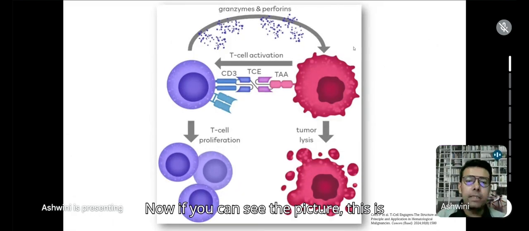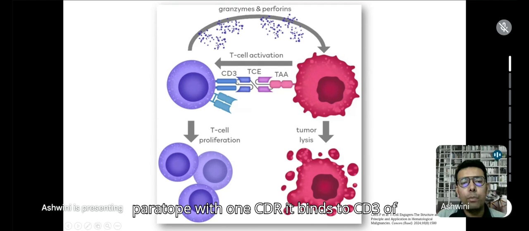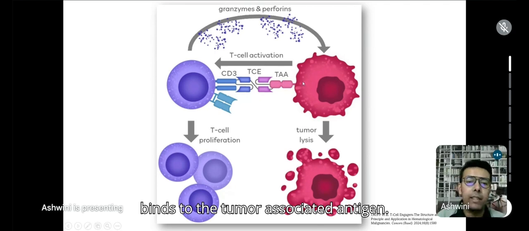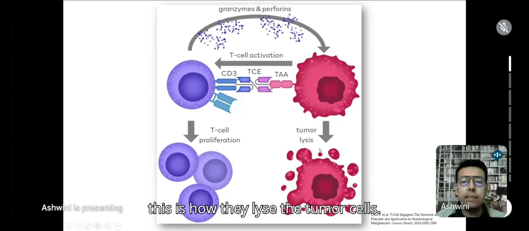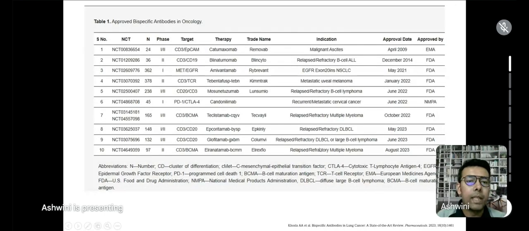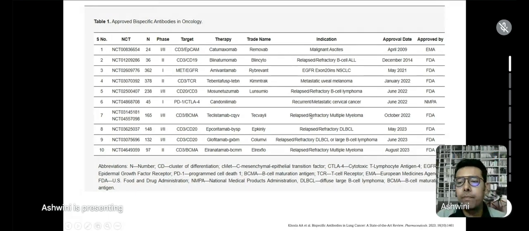Now, if you can see the picture, this is the mechanism. You can see the TCE, T cell engager, in between. With one paratope, with one CDR, it binds to CD3 of the T cell, and with the other paratope, it binds to the tumor-associated antigen. Now, when the T cell and tumor cell come close, the T cell proliferates and releases a lot of cytokines, granzymes, and perforin, and this is how they lyse the tumor cells. These are approved bispecific antibodies which are currently in clinical use.